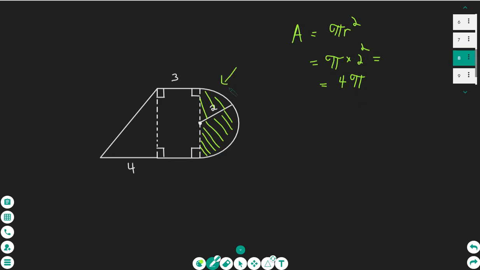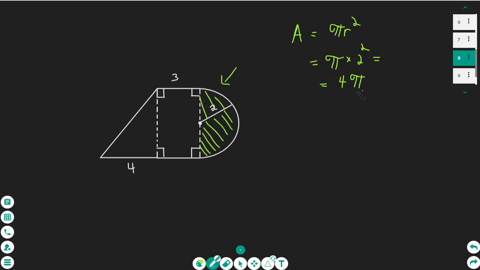This is not a full circle. In fact, this is a half of a circle. So therefore, we're going to want to find half of the area of a full circle. So don't forget this step. This is the area of a full circle. We need half of that.